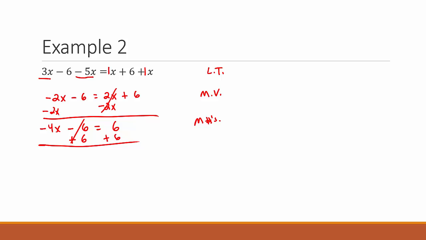So now I have negative 4x equals 12. Divide each side by negative 4 because, again, we want 1x, not negative 4x. So divide by negative 4, divide by negative 4, and x is equal to negative 3.